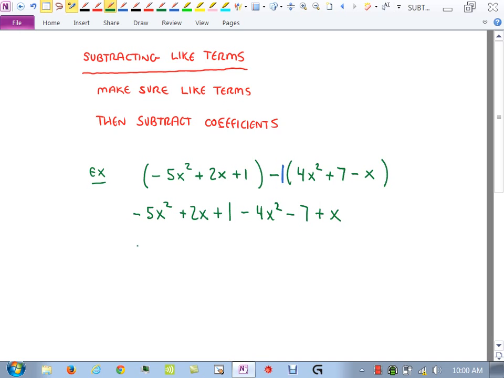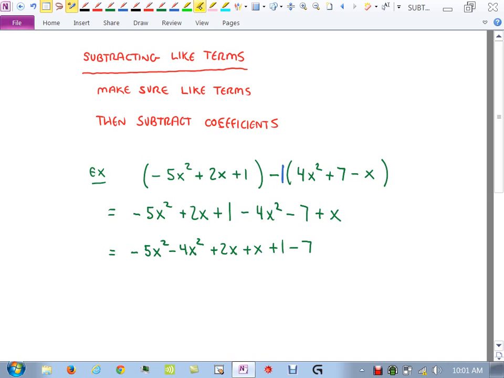Now let's put our like terms together. I'm going to go a little bit slower here on this one. Negative 5x squared minus 4x squared plus 2x plus x plus 1 minus 7. So what have I done on this next step? Just kind of moving things around, putting my like terms right next to each other. So this x squared, I put them right next to each other. The 2x, the x back here, put them next to each other. The 1 and the -7, put them next to each other.